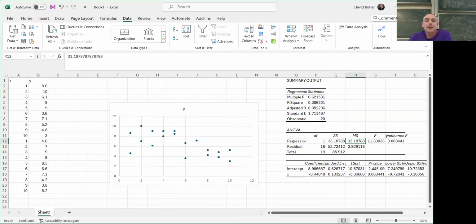Yep. So see this T statistic here? That would be this number divided by this number. So if I go whatever's there divided by whatever's there, 10.87031. And that's because this is the beta 1 hat, and this is the standard error of the beta 1 hat. Correct, that's the one. And this T statistic is testing is beta 1 zero, that question.